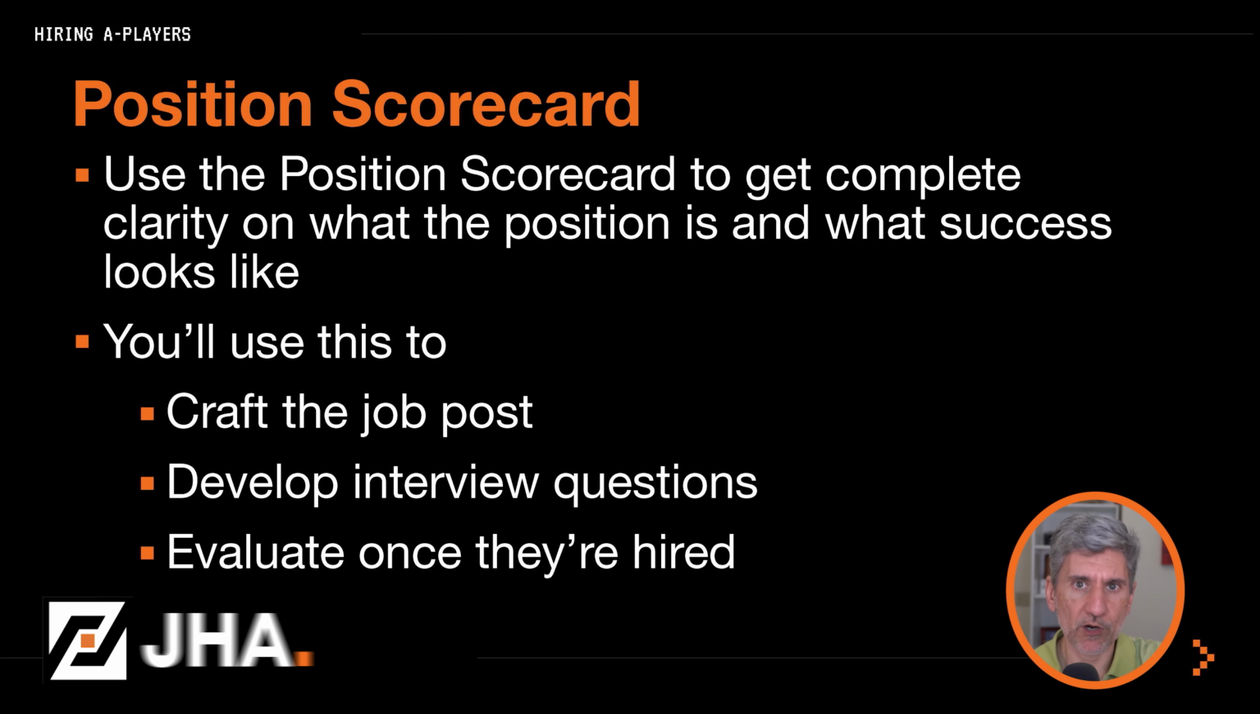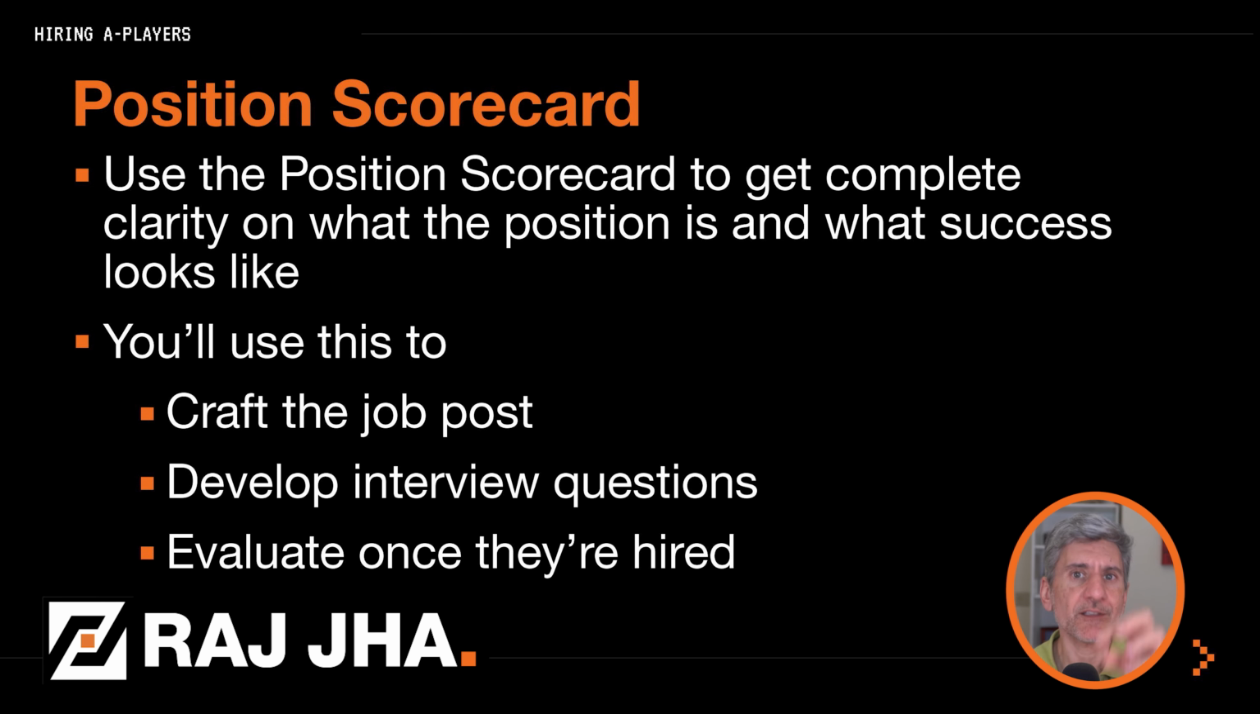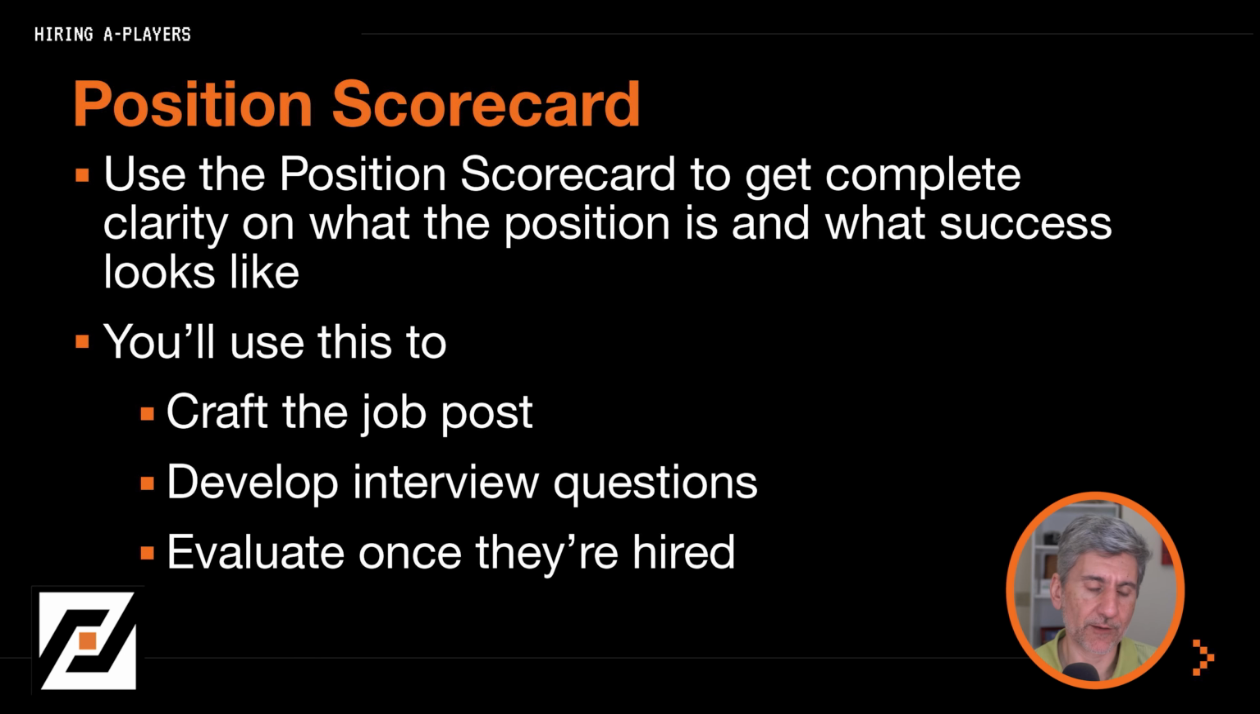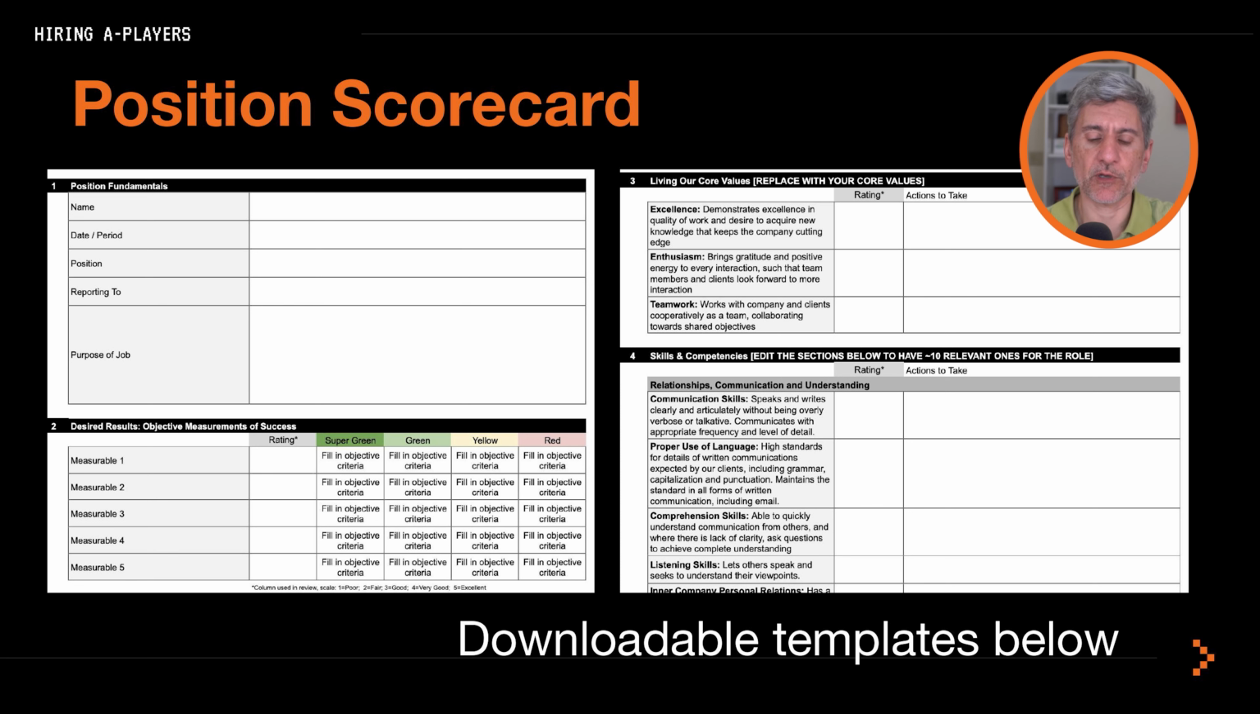When you use a scorecard, you start with this: what does success look like for this person, this role that's going to be in the business? What does that look like? So this is the position scorecard. Here's an example of it. There's a downloadable template below so that you can have this yourself. Take a look at the screen, and then we're going to look at some of the things on there.